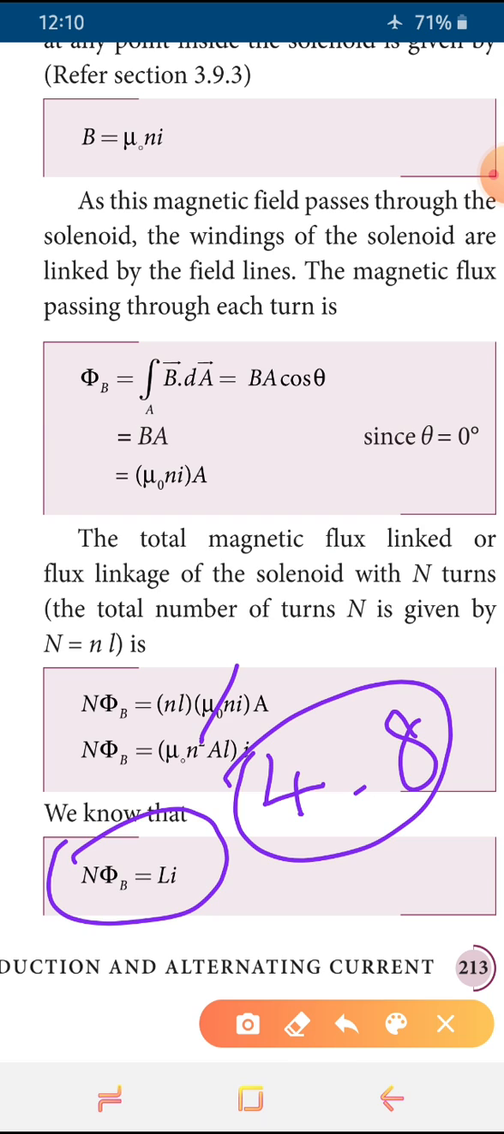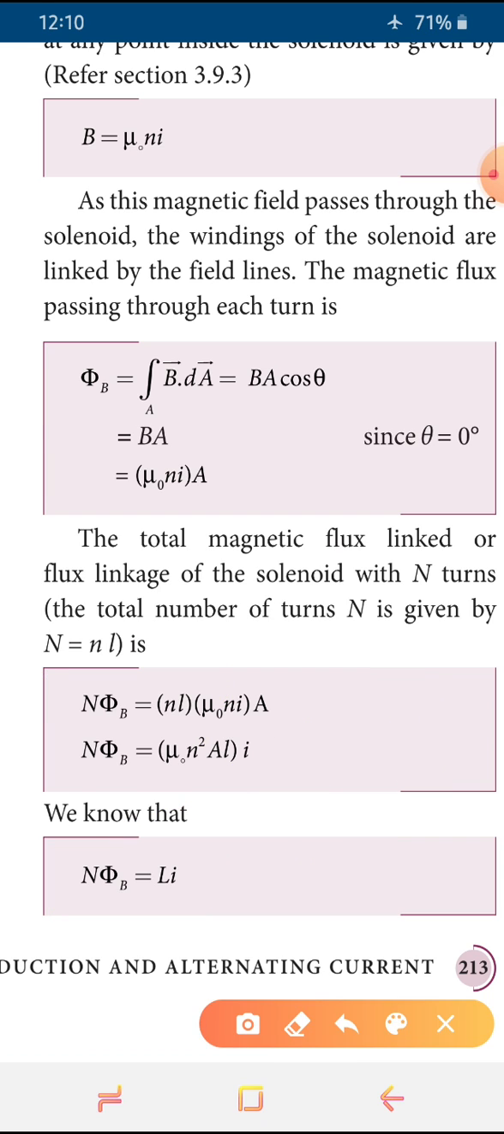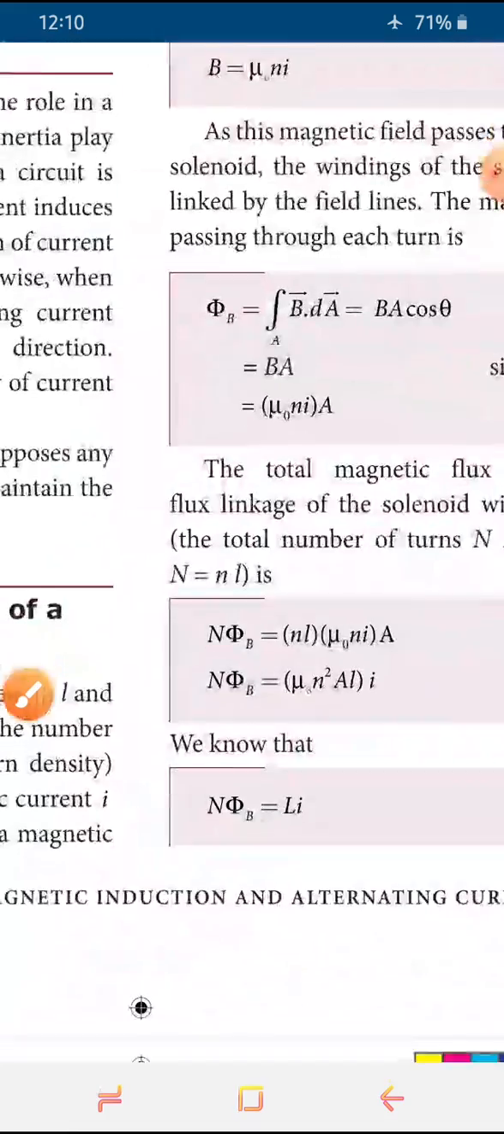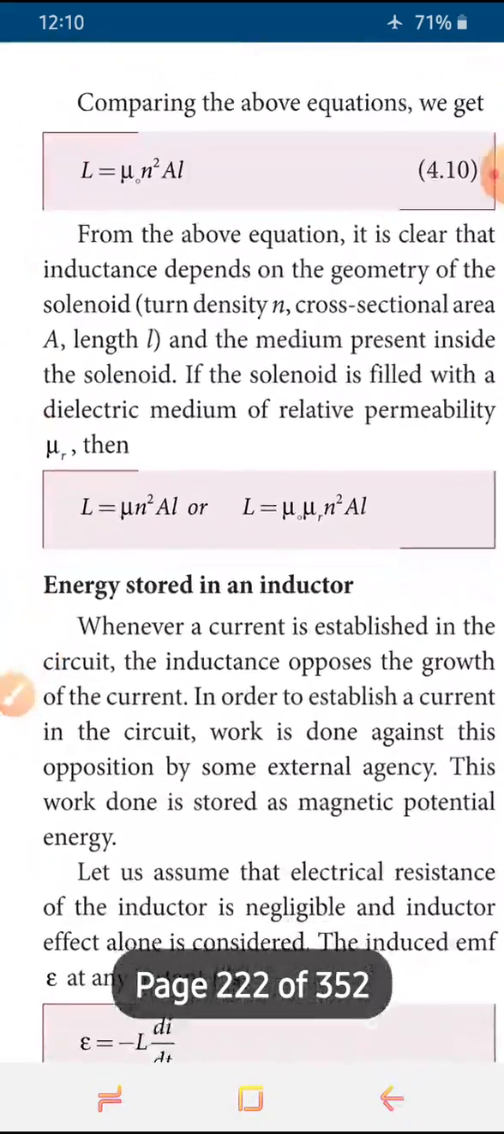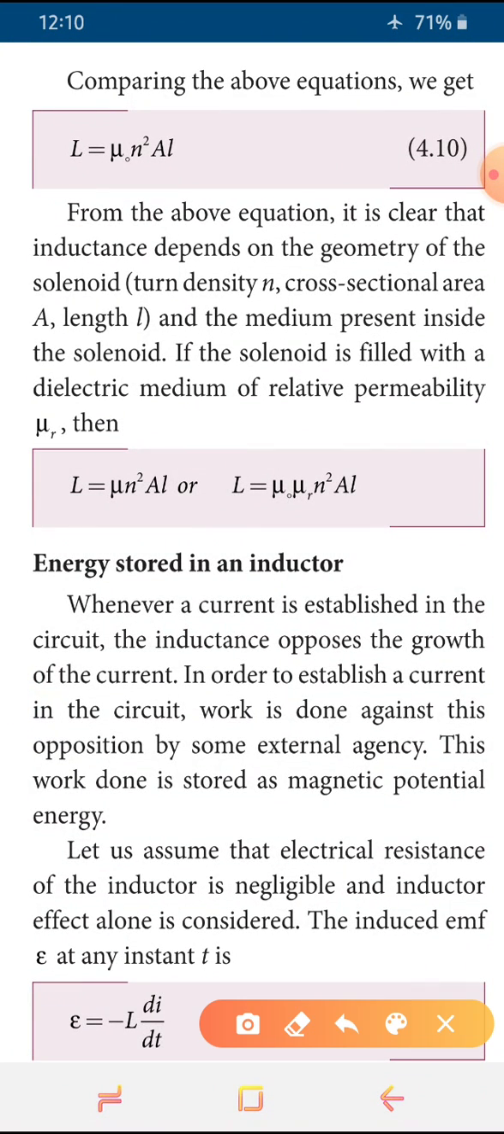And now we are comparing both the equations. Look at the last two equations. These two equations have the same left hand side. Then we equate the right hand side of the above equations. So when comparing this, we can write the equation L is equal to mu naught n square A L. This is 4.10.